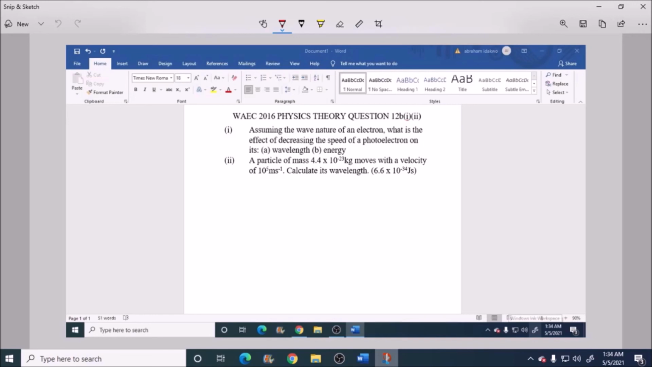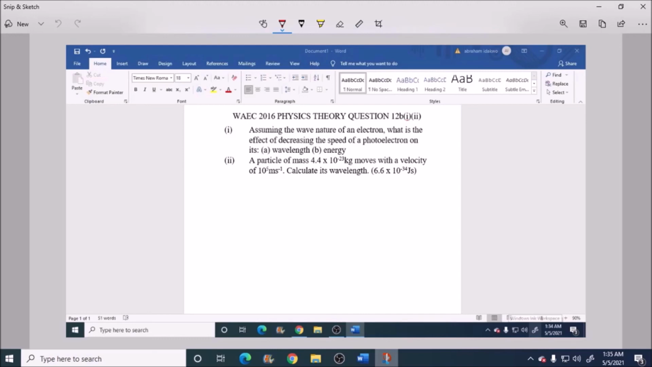12a. Okay, so the effect of decreasing the speed of a photoelectron on the wavelength is that the wavelength increases, and then the effect of decreasing the speed of a photoelectron on energy is that energy decreases. Is that okay? Now let's put down a few things concerning that.